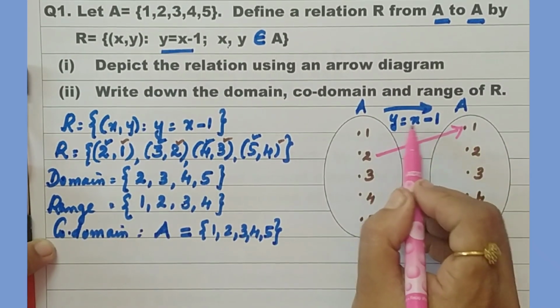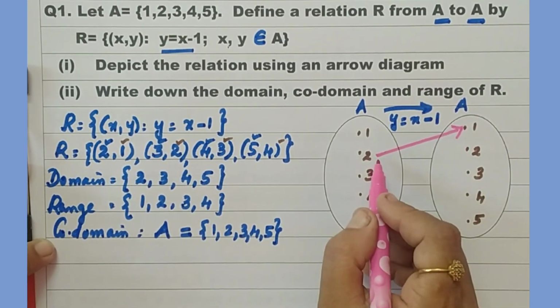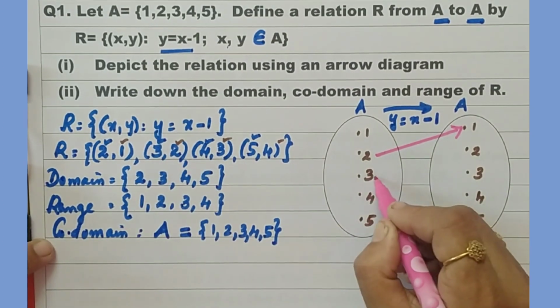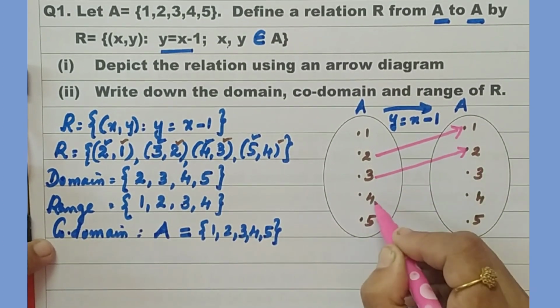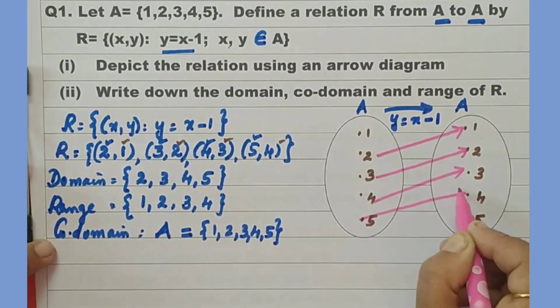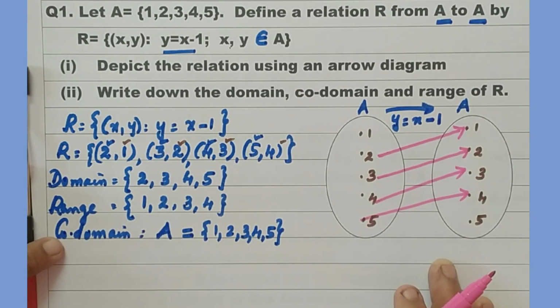Because the relation is y equals x minus 1. The second element y equals first element x minus 1. Then look at this and then draw. 3 to 2, 4 is connected to 3, 5 connected to 4. So, this is the pictorial representation or the arrow diagram.